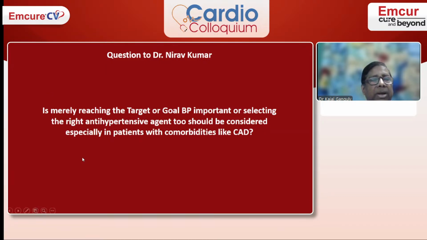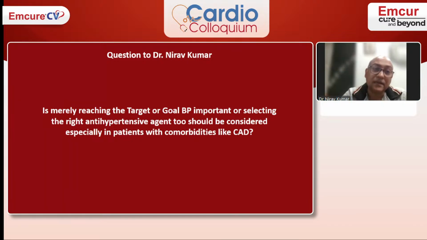So, Dr. Nirav Kumar, is merely reducing the target or goal BP important, or should selecting the right antihypertensive agent too be considered, especially in patients with comorbidities like coronary artery disease? I think the right antihypertensive agent is more important than the target achieved. Already in the Indian scenario, most patients with MI or comorbidity usually have blood pressure that is not on the higher side. They barely tolerate a higher dose of ACE inhibitor or ARB. So majority of the time, the focus should be on the right antihypertensive agent.